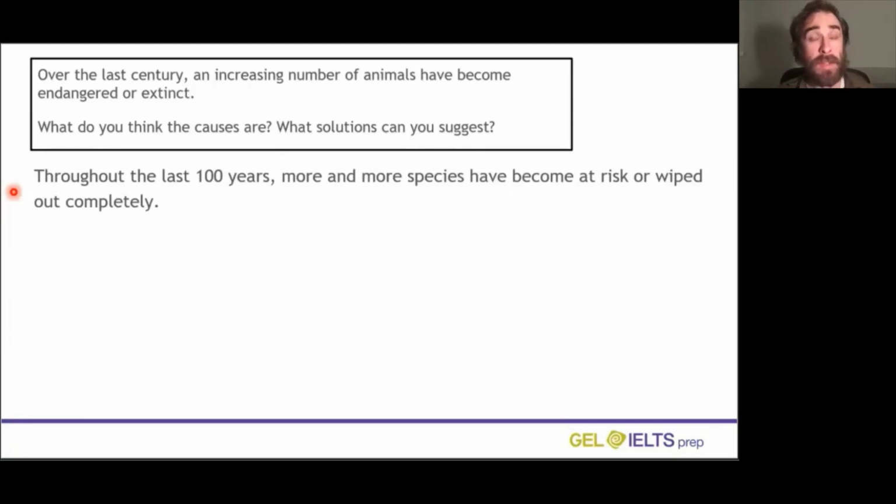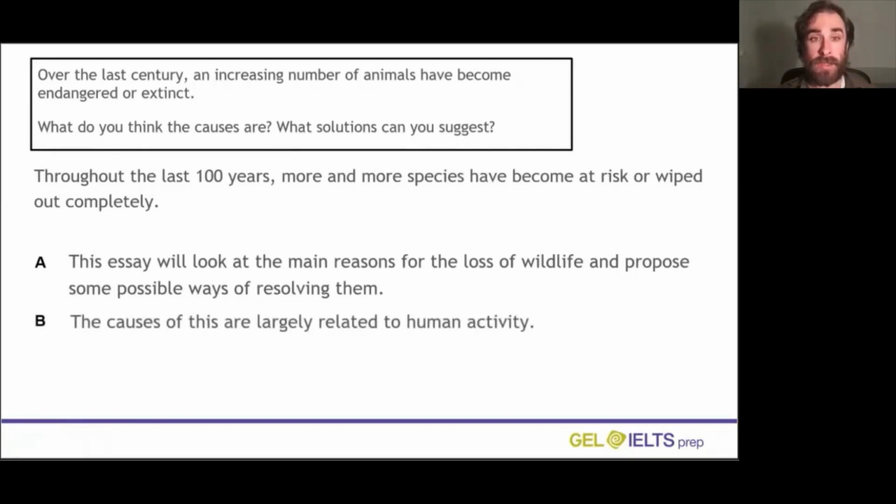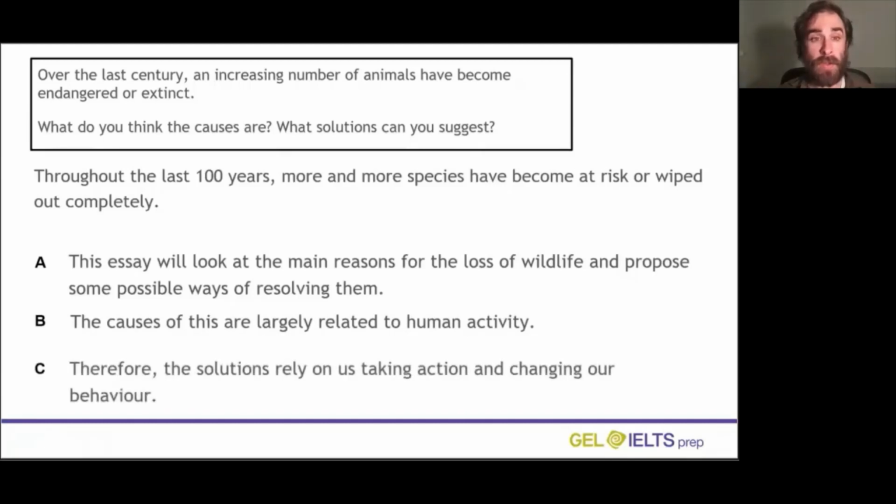Now let's think about the other sentences in our introduction and what order we should put them in. A, this essay will look at the main reasons for the loss of wildlife and propose some possible ways of resolving them. B, the causes of this are largely related to human activity. C, therefore, the solutions rely on us taking action and changing our behaviour. What is the correct order of these sentences after our first sentence? Look at the next question below this video and choose the correct order for A, B, and C.